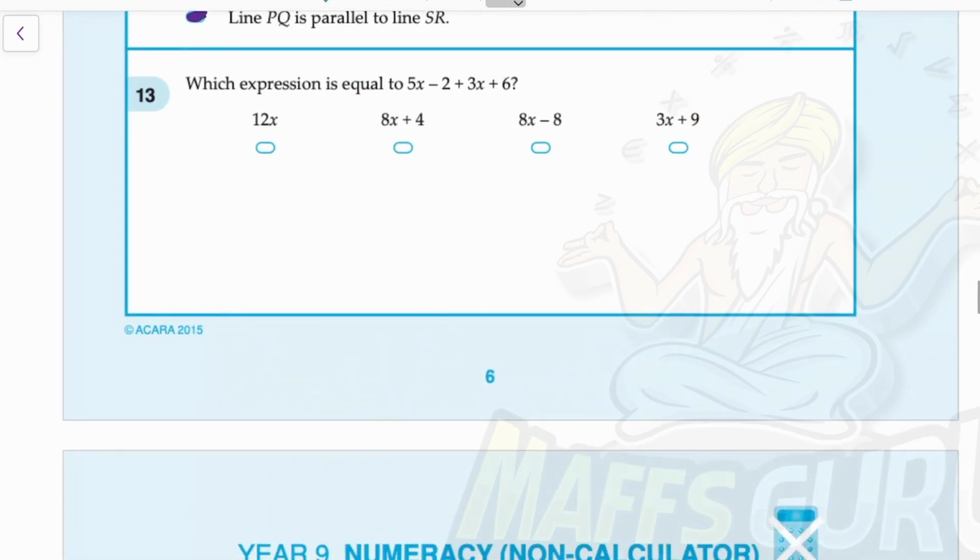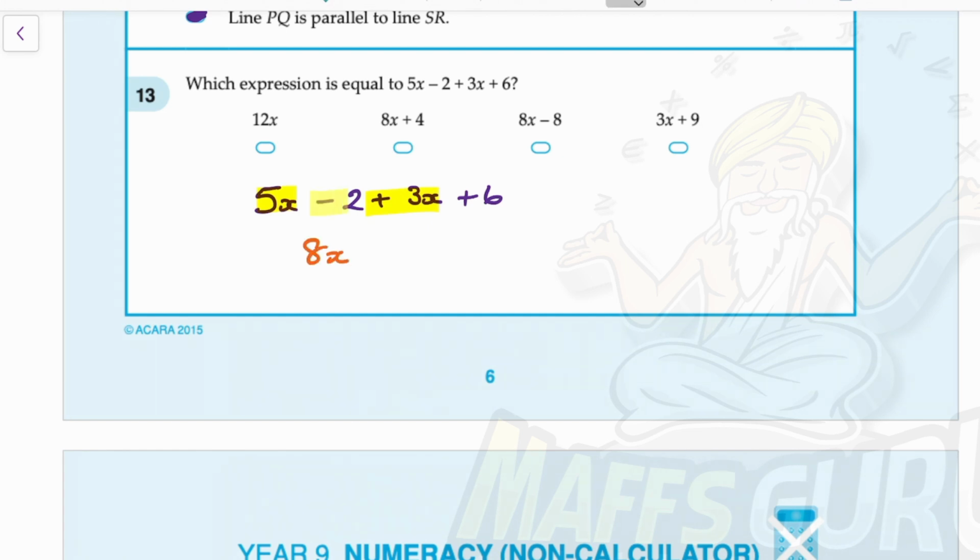Oh, lovely. We're back to some algebra. Which expression is equal to that? Well, this is where we're going to collect like terms. So 5x minus 2 plus 3x plus 6. All right, so collecting like terms, we're going to collect my x terms together first. So 5x plus 3x is 8x.